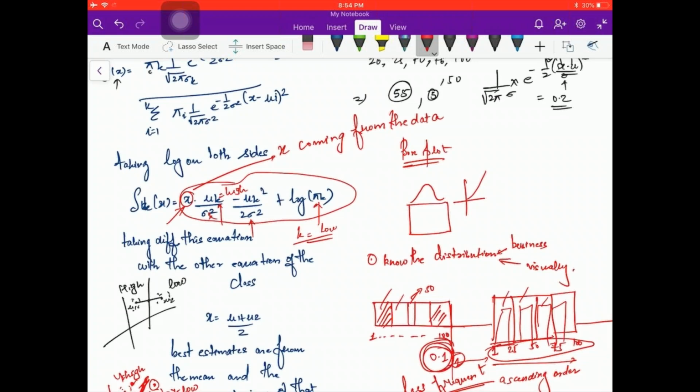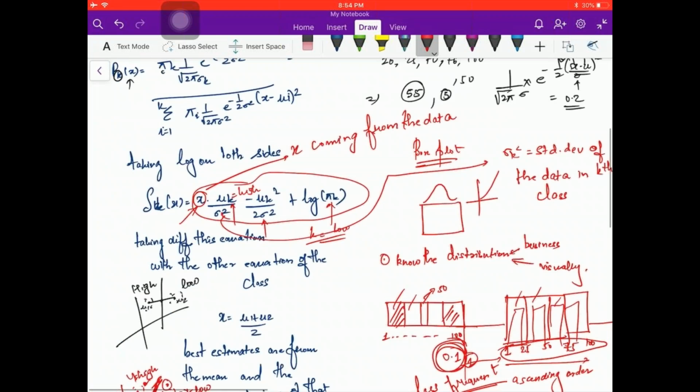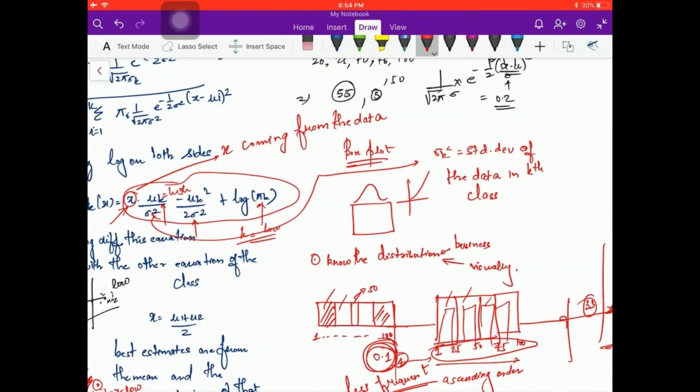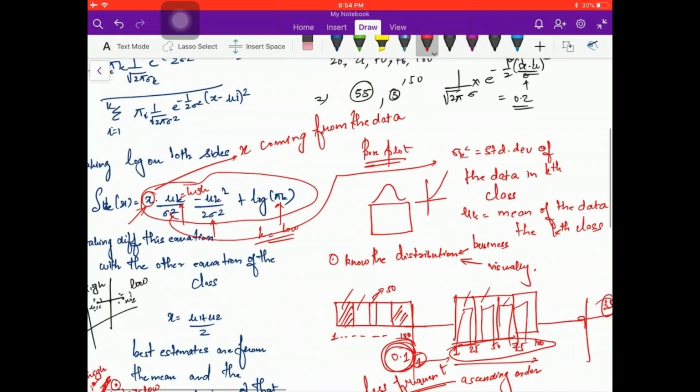This is sigma k. So what is sigma k square? It is basically the standard deviation of the data in the kth class. Similarly, what is mu k? Mean of the data in the kth class. Okay, so all these things will be calculated.